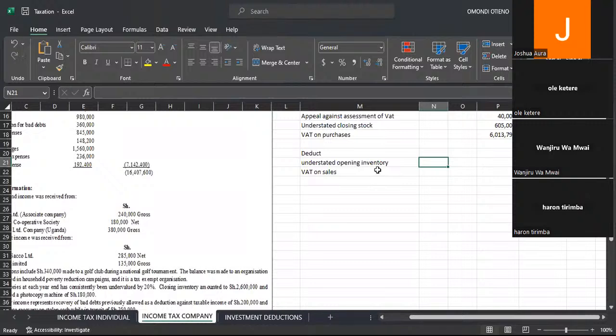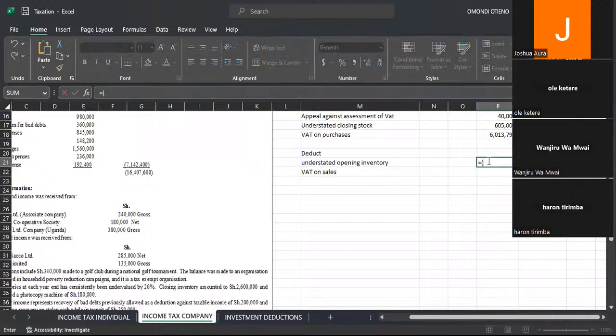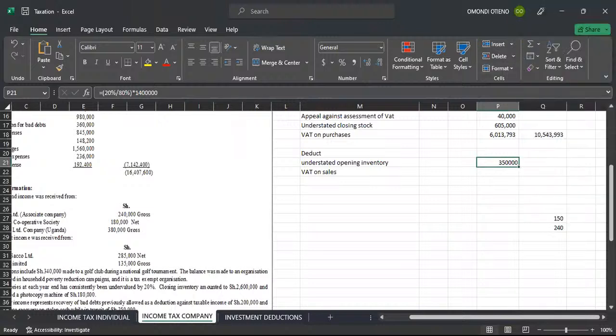The missing 20%. So the missing 20% will be 20%, we divide by 80%, and then we multiply by the value given to us, which is 1,400,000. If you do that, you'll be able to get 350,000.